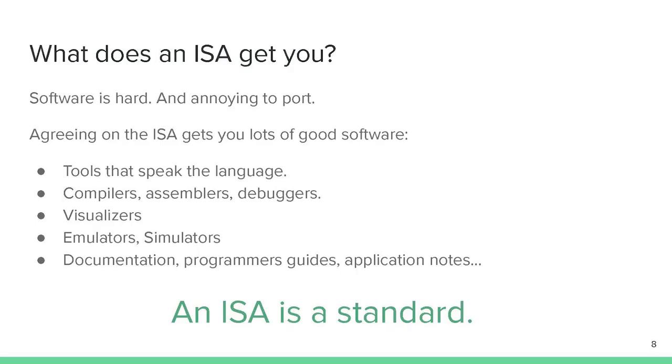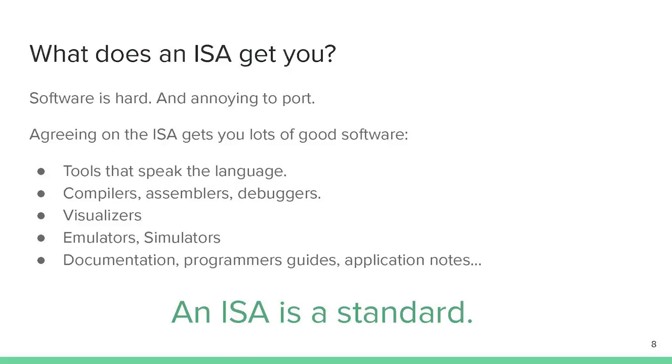Tend to be the hardware than it is to change the software that was running on that old hardware. So agreeing on the ISA gets you lots of great software. So you get tools that know how to speak this language. So you get compilers, assemblers, you get tools that let you debug programs that are running on that kind of hardware. You can get visualizers that show you how the code is executing through a machine speaking that language. You get emulators of things that can pretend to be that hardware, and simulators that can simulate that hardware.